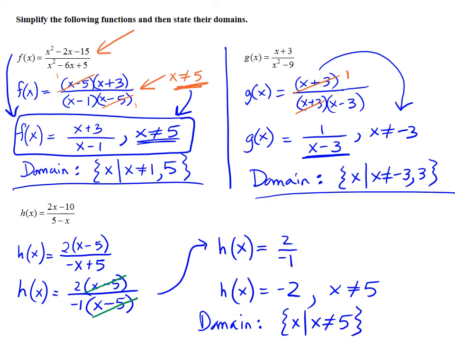So when you have a rational function, because it is a fraction, you always want to attempt to simplify it. Sometimes they will simplify, sometimes they won't. If they do, make sure that you show that exception in the simplified result. And that's going to come up in your domain as well.